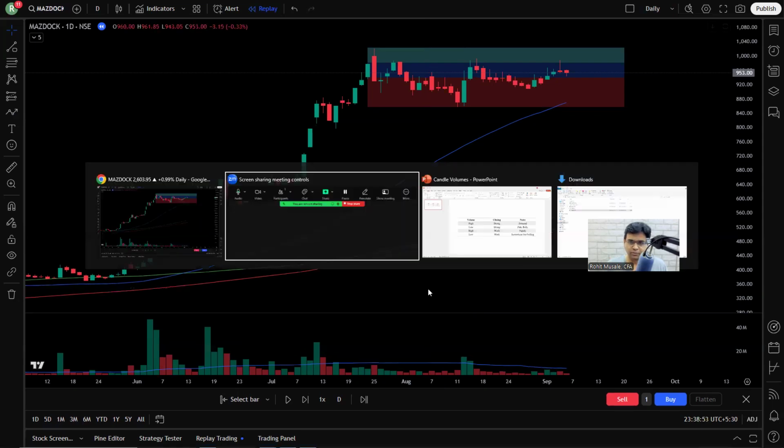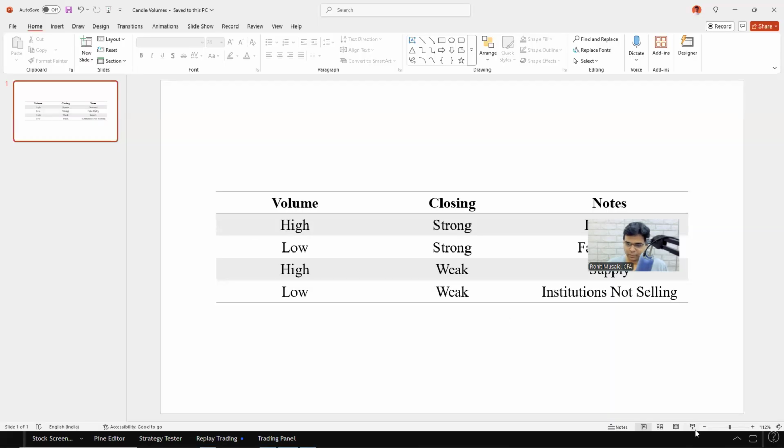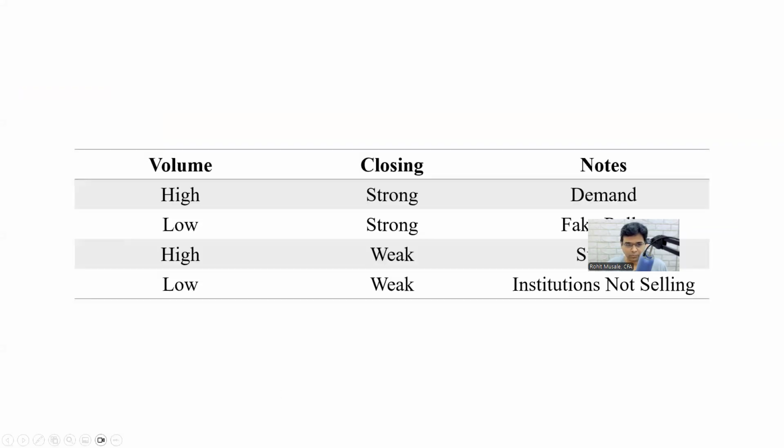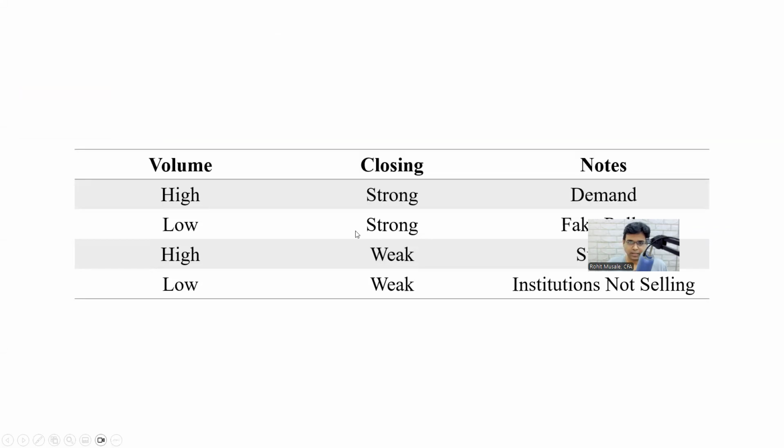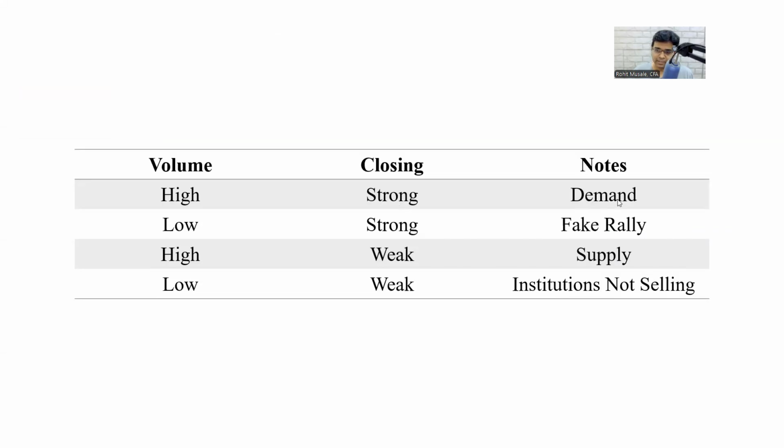So let me go back to have a look at this table that I have prepared for you. So let's say the volume is high and the closing is strong. What does that indicate? That indicates demand. There is institutional demand coming in, because when the volume is high, some institutions are probably buying the stock in bulk, right? Otherwise, where will the volume come from? Generally, high volume comes from institutional participants, not retail participants.